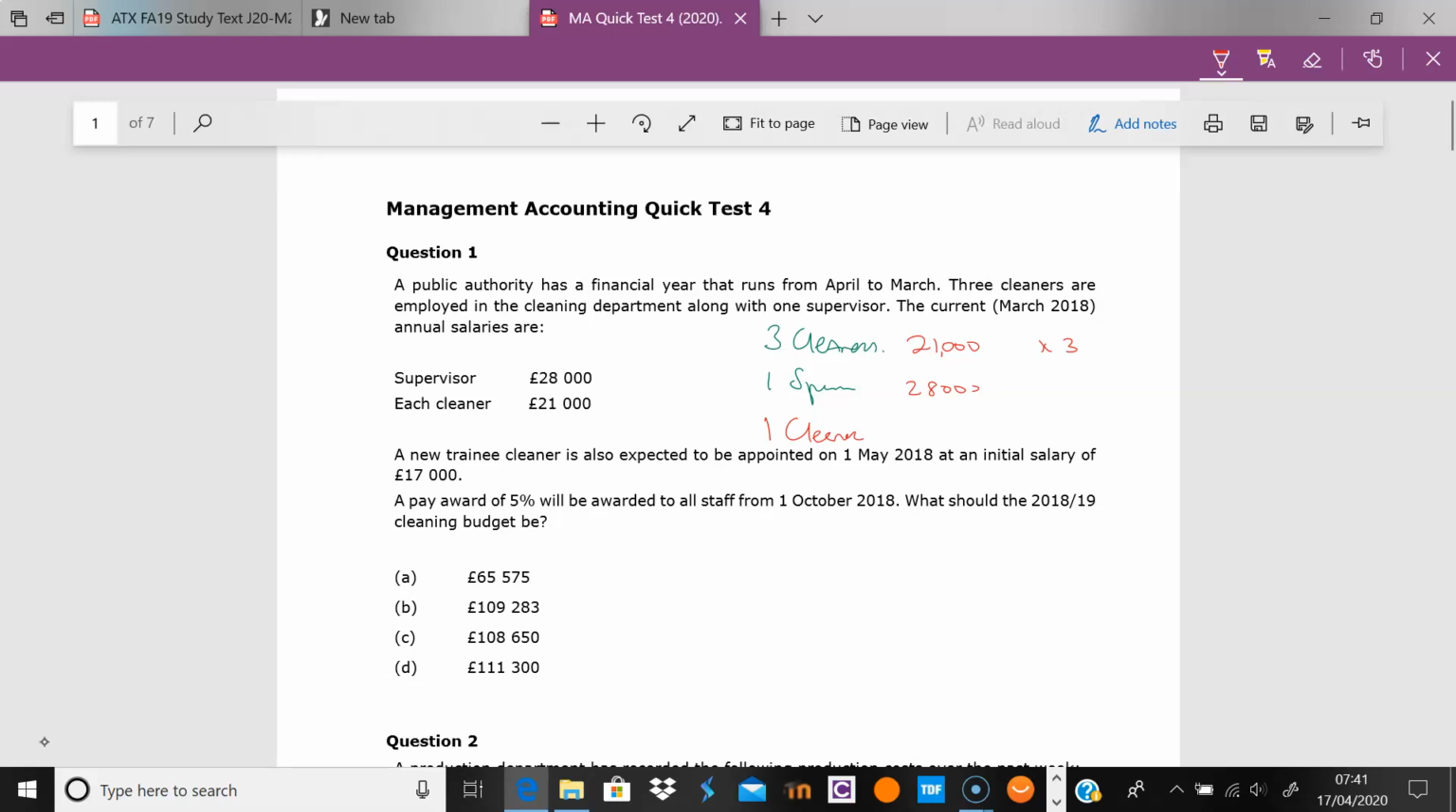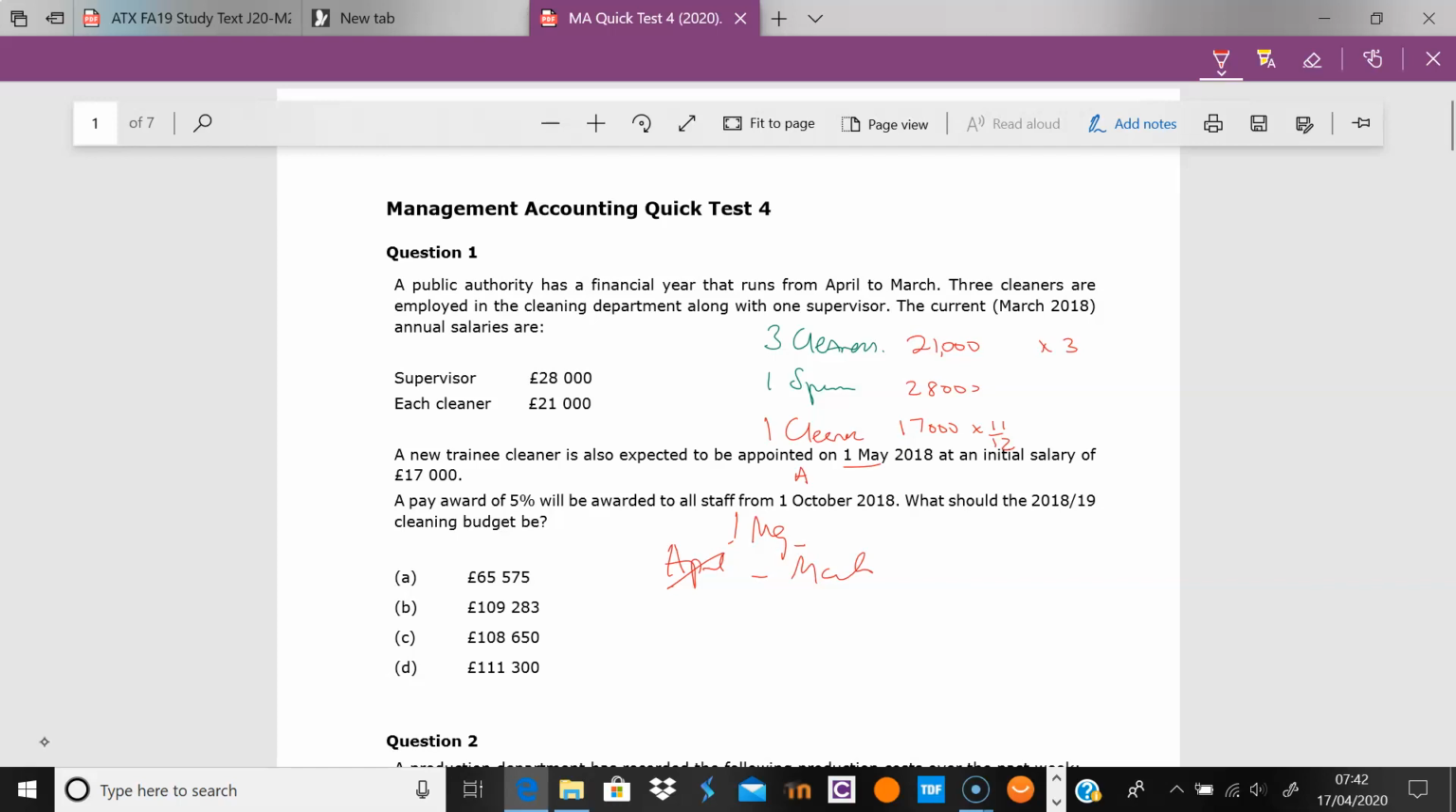It'll be 17,000 times however many months of the year, and that's 11 over 12, right? Because May is after April. The financial year starts from April. I think we discussed that. We run an April to March year end. So April is gone, and this budget is really from the 1st of May to March. So that's 11 months. That's the first thing.